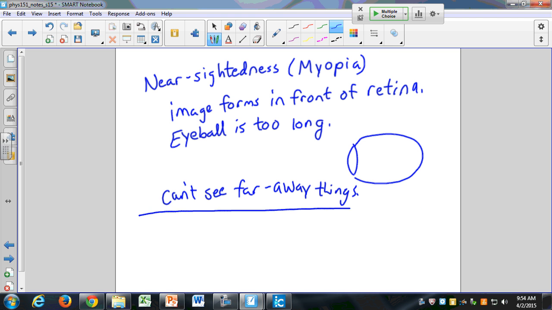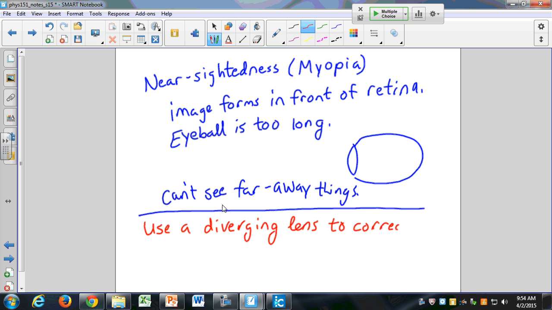You can use a diverging lens to correct for this. So if we have light that comes in and it would normally meet here, if we put a diverging lens, which looks like this, what that does is it takes that light, I'll draw it in pink, it sort of bends it out a little bit so that when it crosses, it will now cross at the retina.